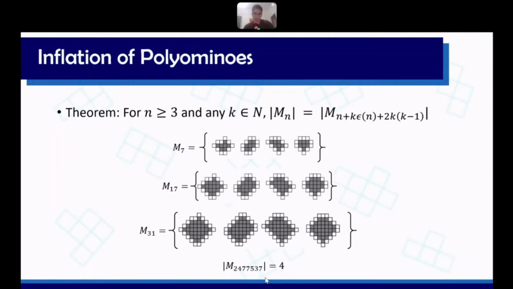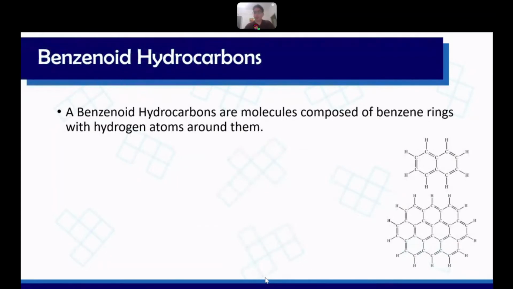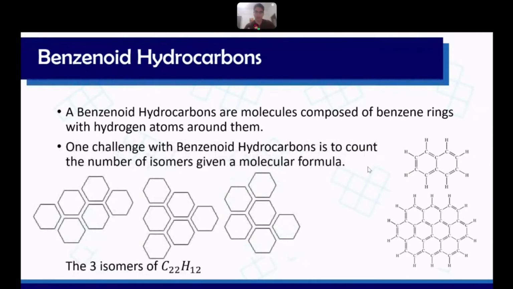And now I'm going to take a break from polyominoes and talk a little bit about chemistry. So I'll define what a benzenoid hydrocarbon is. A benzenoid hydrocarbon is a molecule which has benzene rings. Benzene rings are sets of 6 carbon atoms, and these benzene rings are combined, and around them they have hydrogen atoms. Now you can see that these molecules really resemble polyhexes, so I'll use polyhexes to denote them. And one challenge about benzenoid hydrocarbons is to count how many isomers there are given a molecular formula. What do I mean by that? Given a set of carbon atoms and hydrogen atoms, in how many ways can I arrange them to get different molecules?